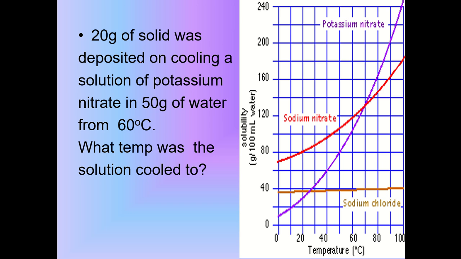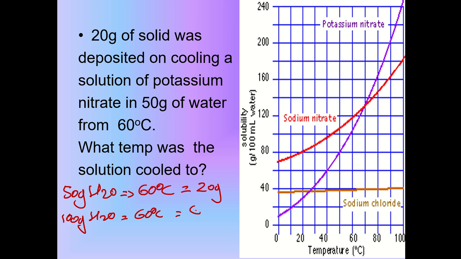So we have 20 grams of the solid deposited from a solution of potassium nitrate. We've got 50 grams of water. We are at 60 degrees Celsius, and we have deposited 20 grams. So that is as if we had 100 grams of water, and we're cooling from 60 degrees Celsius, and 40 grams was deposited.